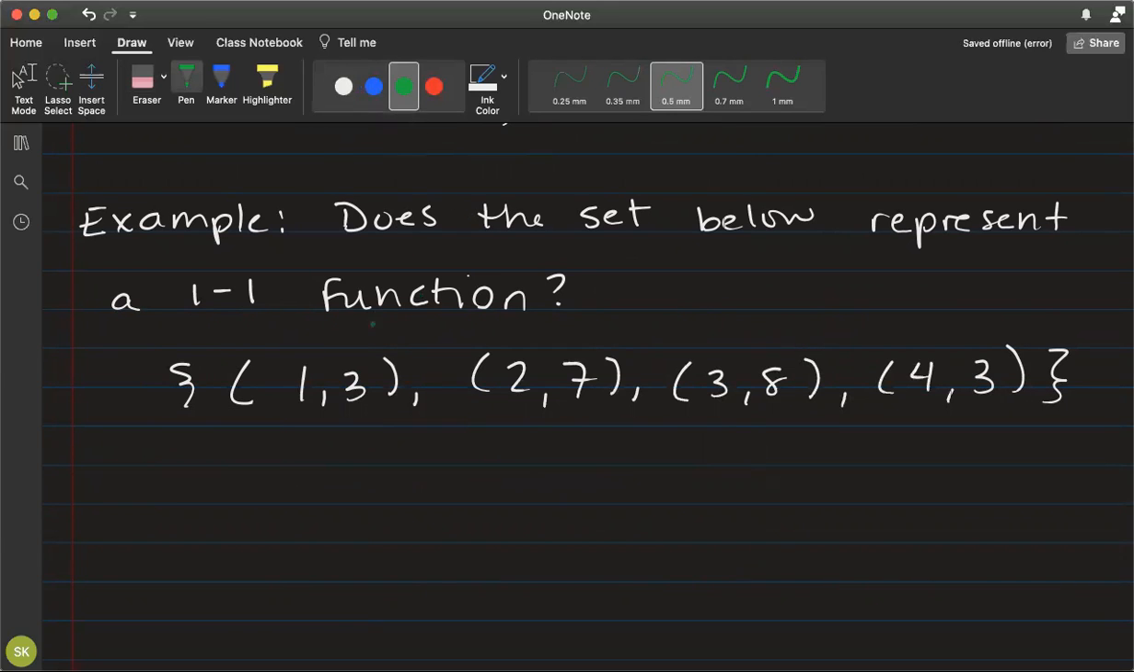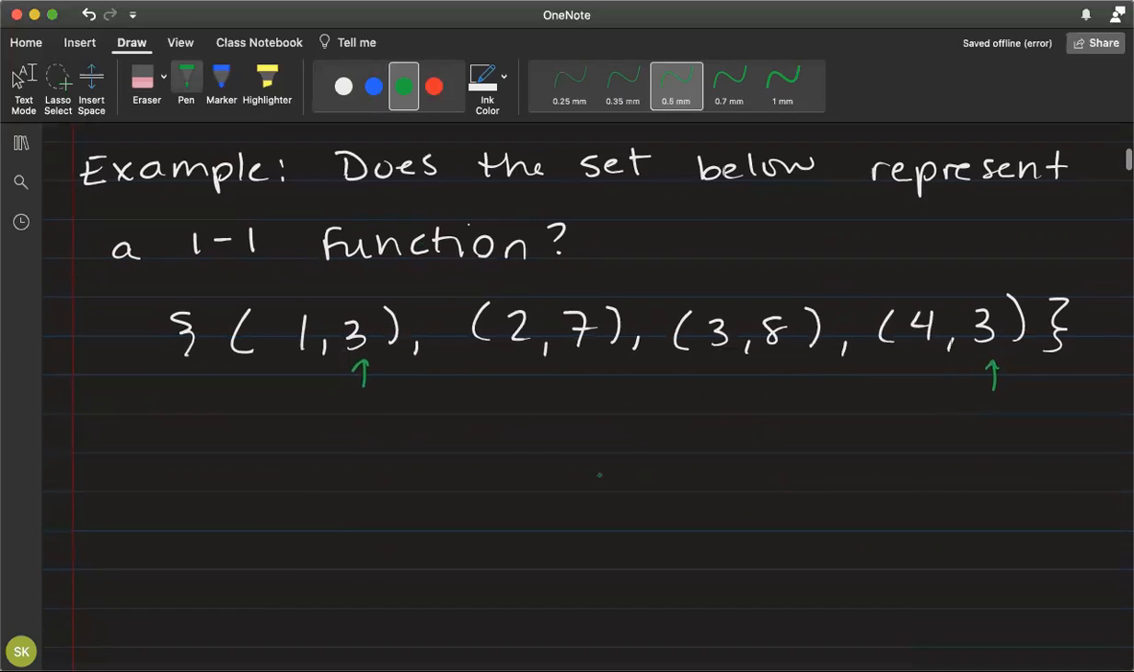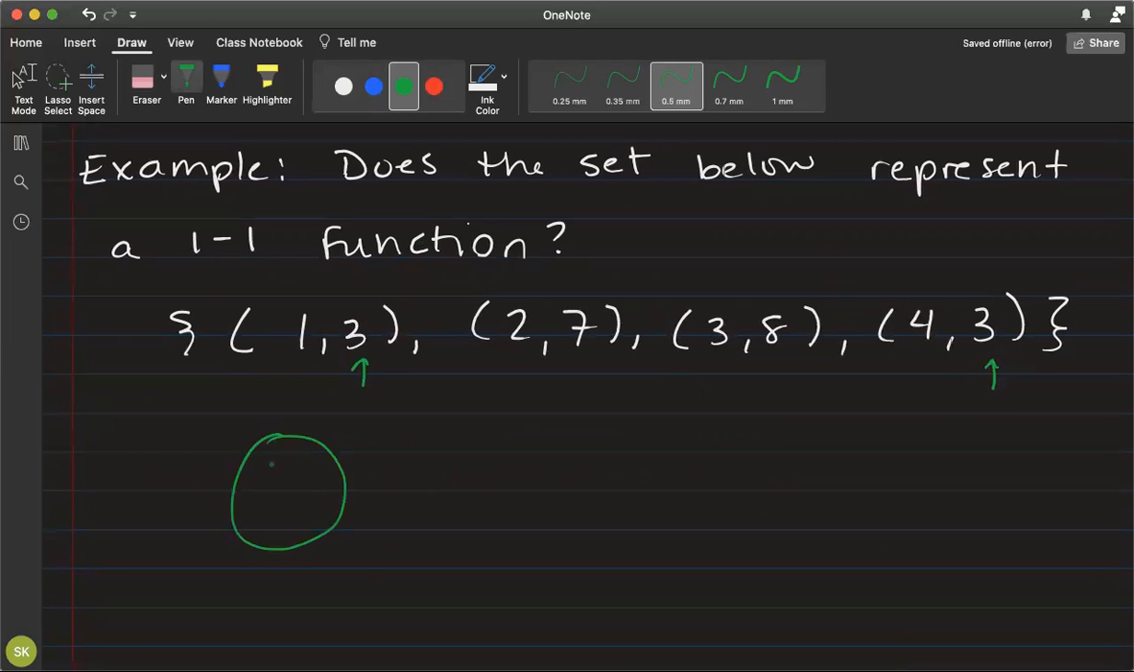So what you're going to do is you're just going to look and see if any of the y values are repeated. Notice that I have a 3 here and I have a 3 here. So this is not a one-to-one function. Again, you can draw a picture if you like.